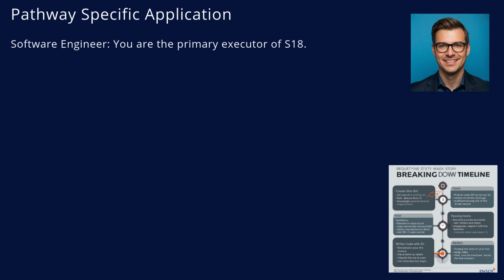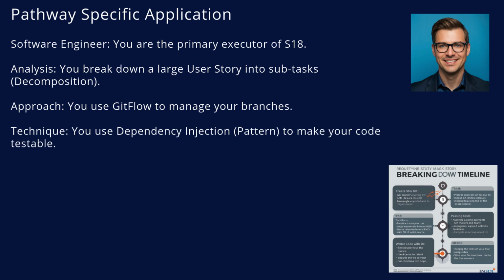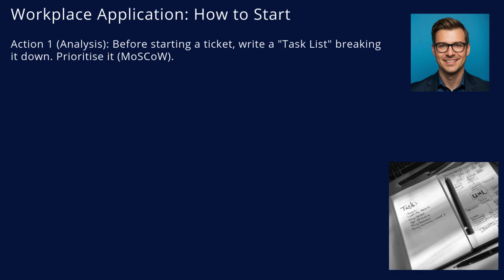How does S18 apply to you specifically? You do this every day. Analysis: you take a big user story and decompose it into small, manageable subtasks. That is analysis. Approach: you follow the team's Git flow approach, creating a feature branch and raising a pull request. Technique: you write code using techniques like dependency injection to ensure it is decoupled and testable. The outcome is a working feature that meets the requirement and passes the tests. That is S18 success.